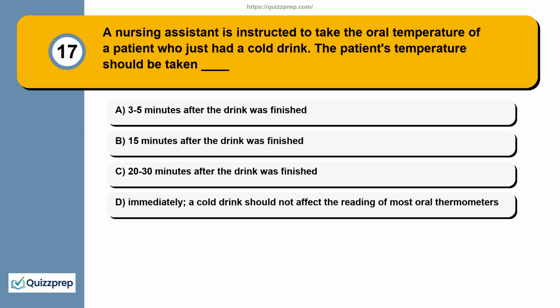Question 17. A nursing assistant is instructed to take the oral temperature of a patient who just had a cold drink. The patient's temperature should be taken 3 to 5 minutes after the drink was finished, 15 minutes after the drink was finished, 20 to 30 minutes after the drink was finished, immediately. A cold drink should not affect the reading of most oral thermometers.